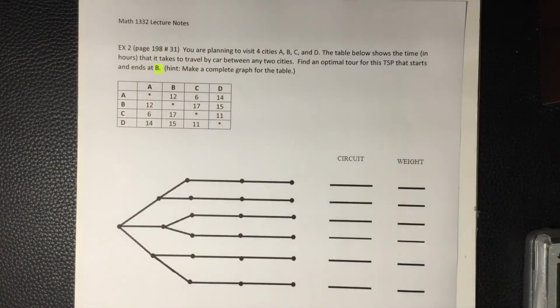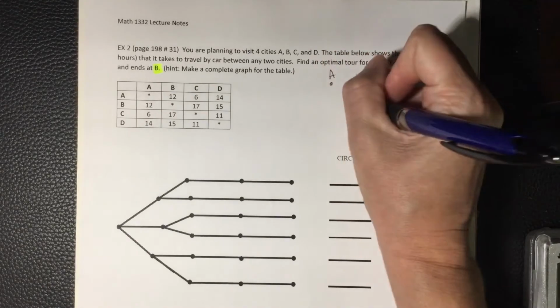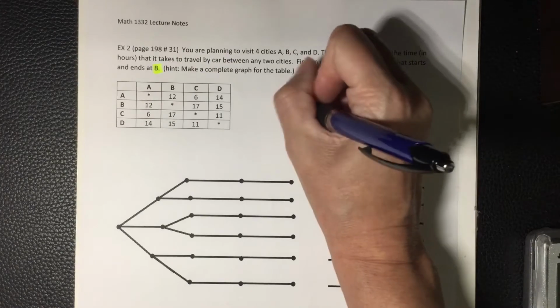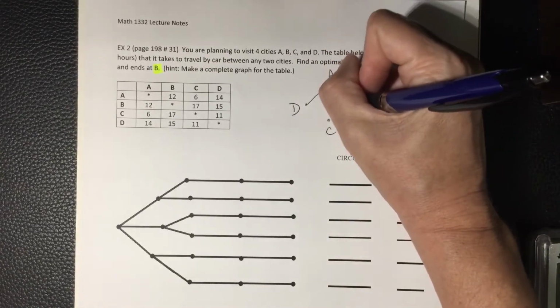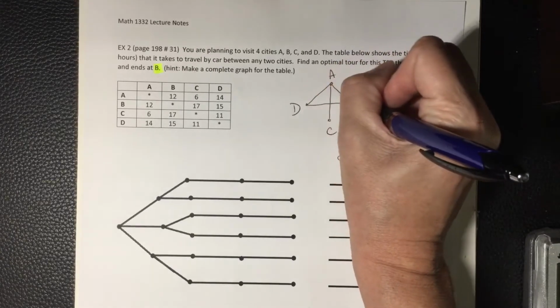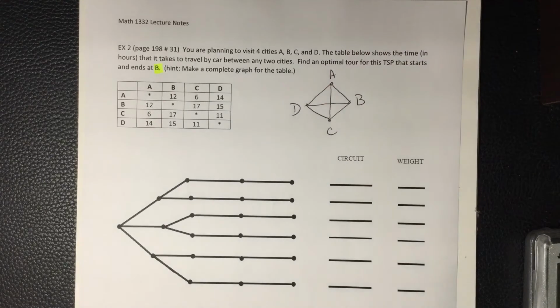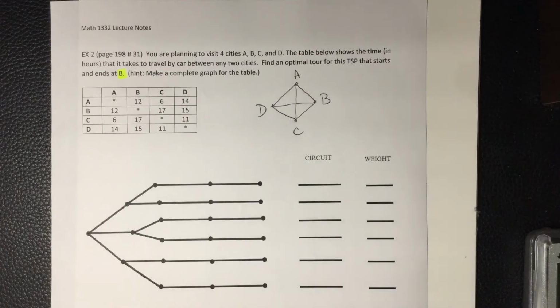Now you can make a graph if you want. So if we just think about A, B, C, D, one way you can draw it is like this. This looks like the one in the previous example. Okay, I want to show you another way that you can draw it. Let me see if I can get this right.